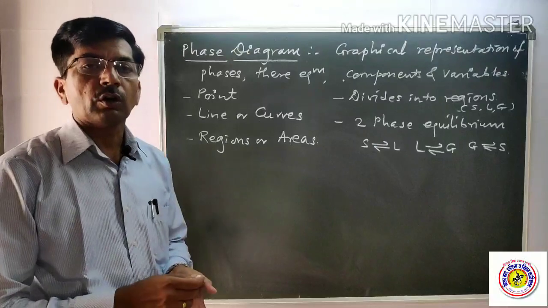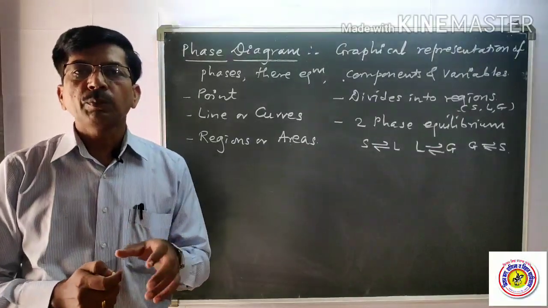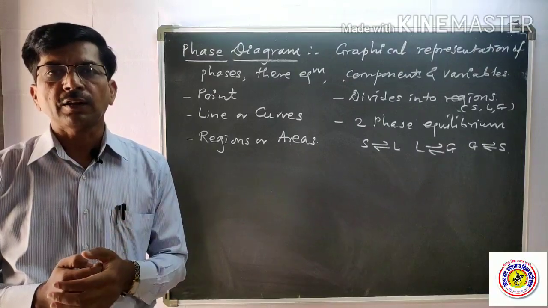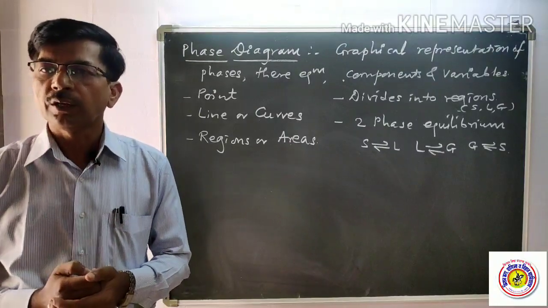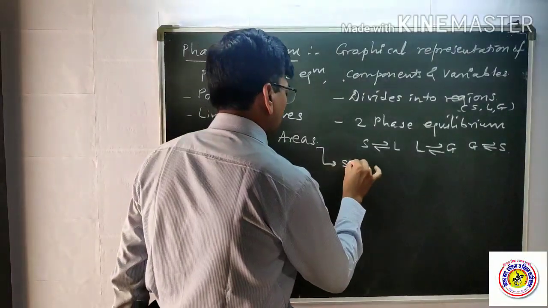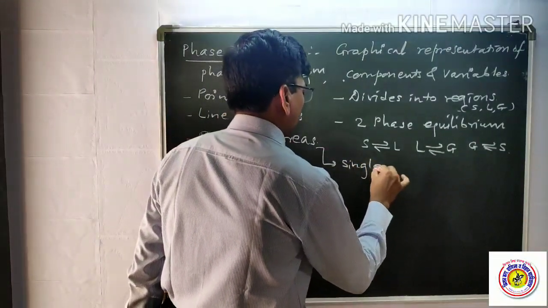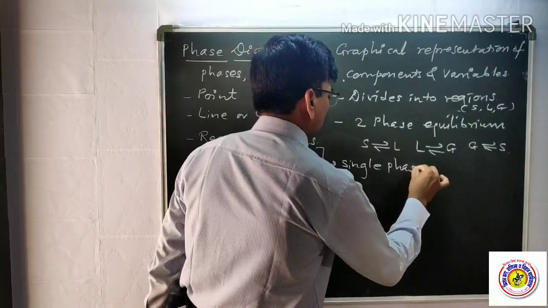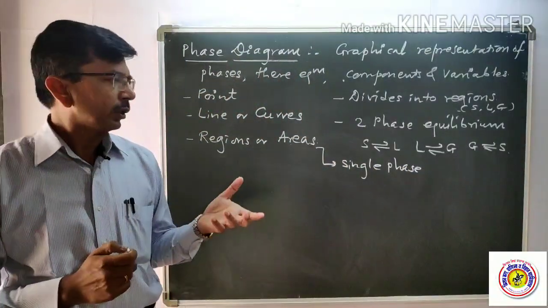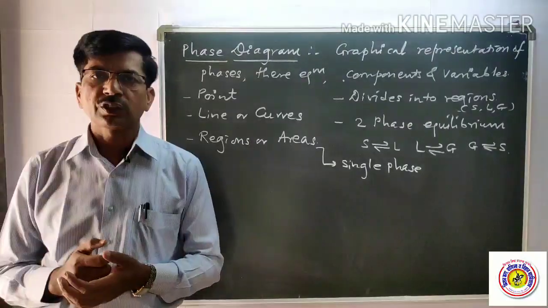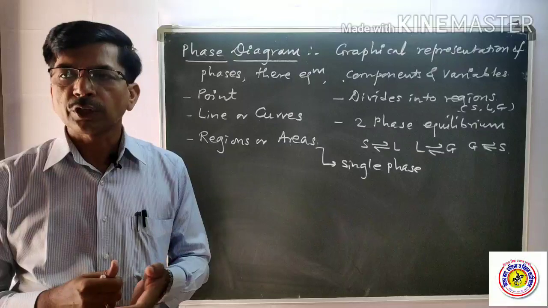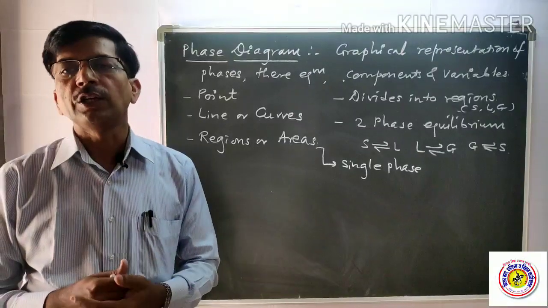Now region or area. When any point falls in the region or area of the phase diagram, then it exists in a single phase. The existence of the phases in the diagram depends upon the temperature, pressure and composition conditions.